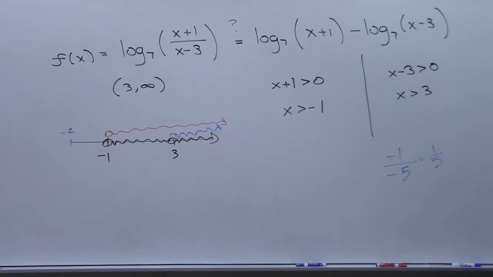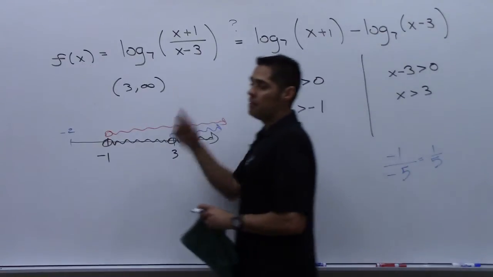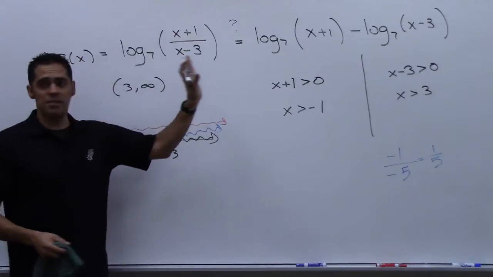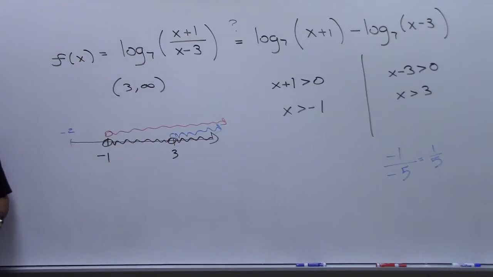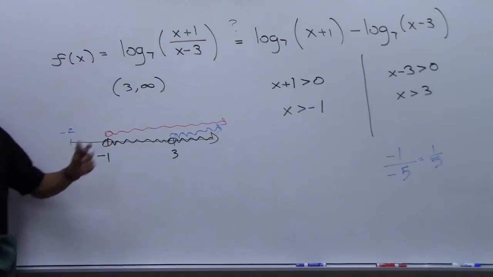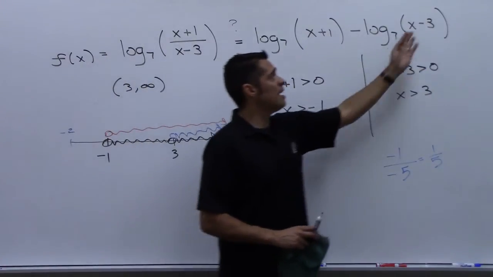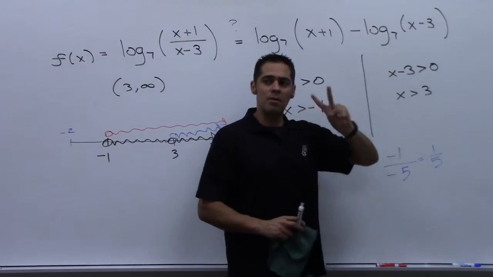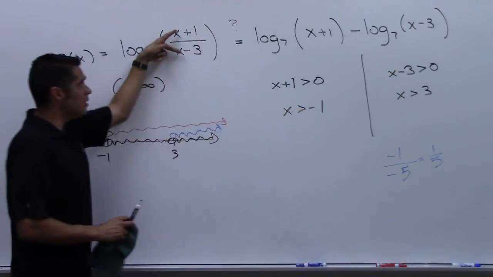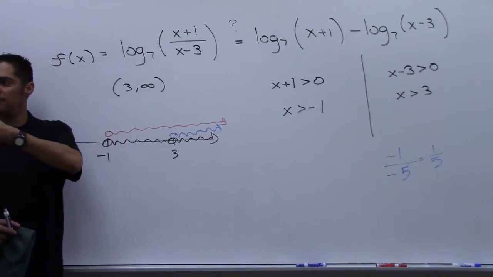Because I knew, looking at it, that can't be it. So when we have something like this, we can use the properties to split them up, but we might lose sight of some of the domain restriction. Namely, because we know that this can't be negative. But if they're both negative at the same time, negative over negative is positive.